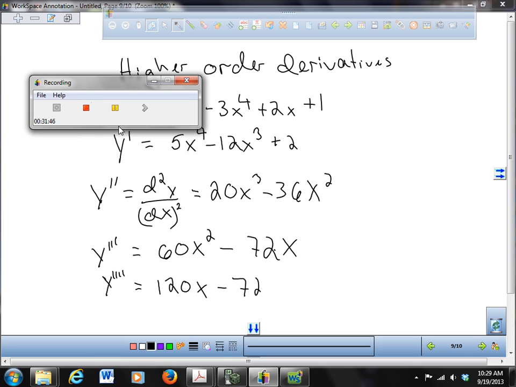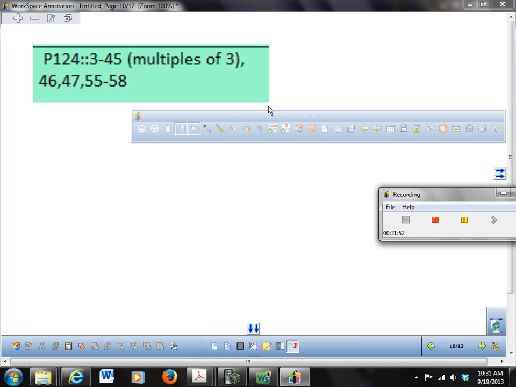And your homework is, I'm going to write that right here. Page 124, 3 through 45, multiples of 3, so not that bad. That means 3, 6, 9, 12, until you get to 45. 46 and 47 are some problems I picked out, and then 50 through 58 are multiple choice, like AP type problems. So you can start, and I'm done.